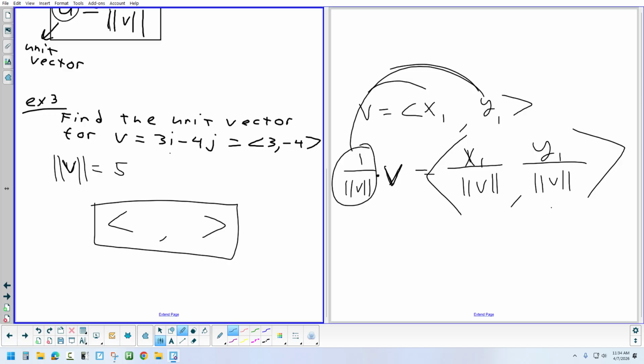Yeah. Would it be 3 over 5 and -4 over 5? So 3 over 5 and -4 over 5. What we did is we created a version of our vector that's 1/5 the size, points exactly the same way, but because it's 1/5 the original size, and the original vector was 5 units, the vector is 1. That's it. Any question on how we found our unit vector there?